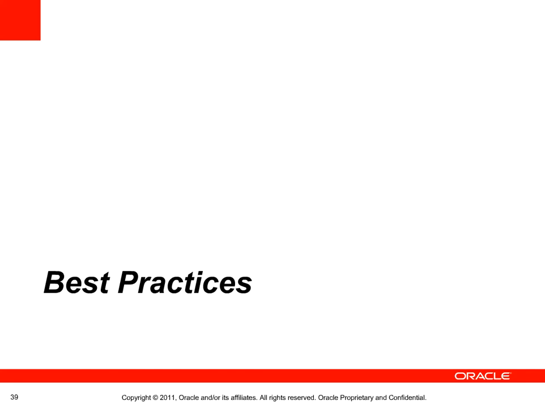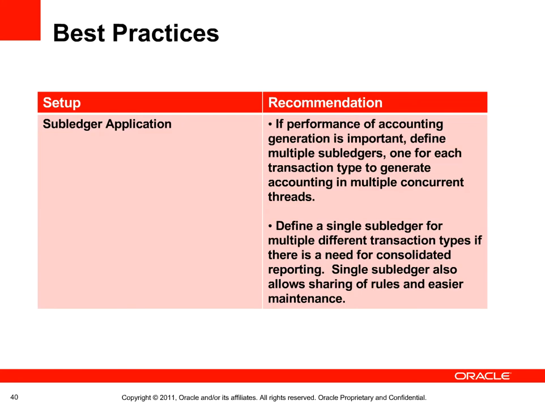We will take a look at some best practices that we recommend you consider for your implementation. When registering the source systems, a separate subledger can be used for each source system, or even each transaction type within a source system. This enables you to run accounting concurrently for multiple subledgers at a time and results in faster processing of all accounting.